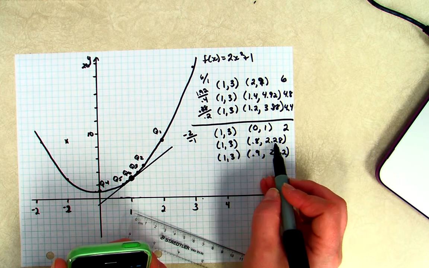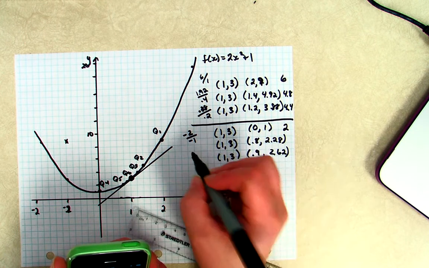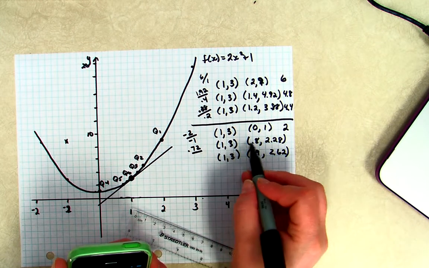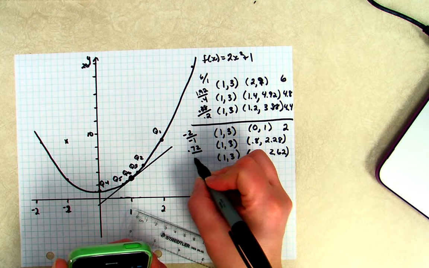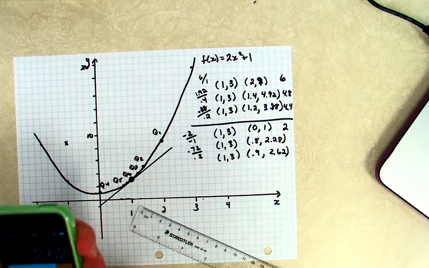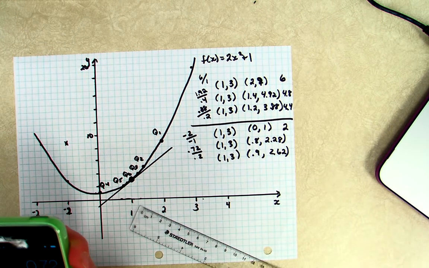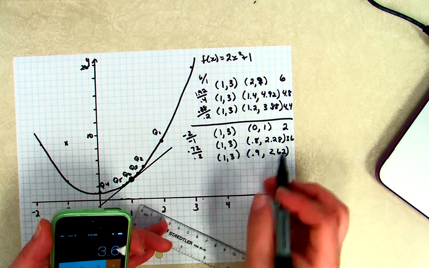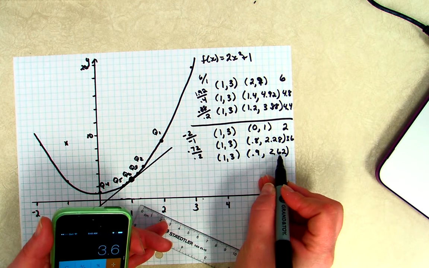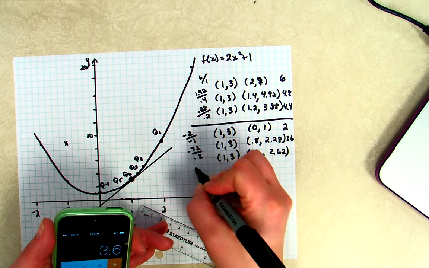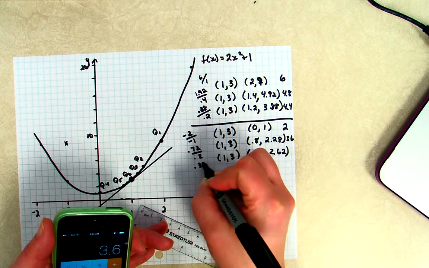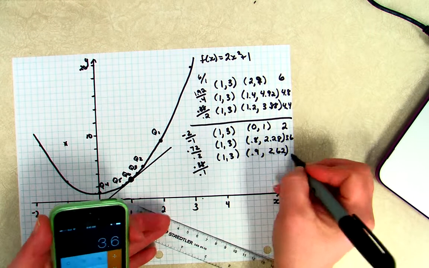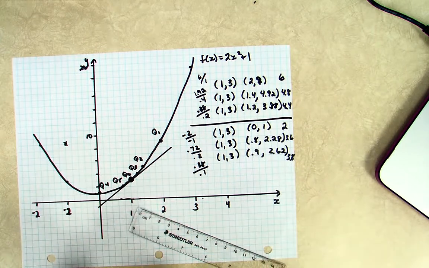So 3 minus 2.28 should be 0.72. 1 minus 0.8 should be 0.2. If I do that dividing, I get 3.6, and then I'll do it one more time. So 3 subtract 2.62 is going to be 0.38. 1 subtract 0.9 is 0.1. So that slope gives me 3.8.